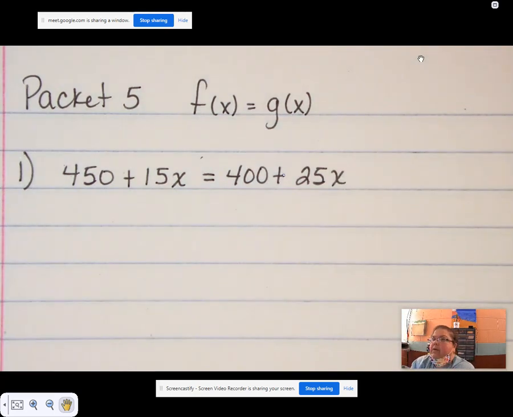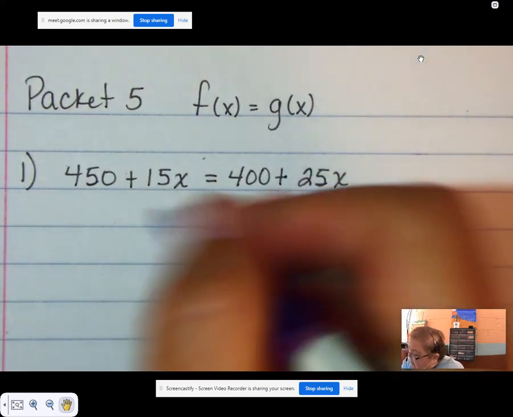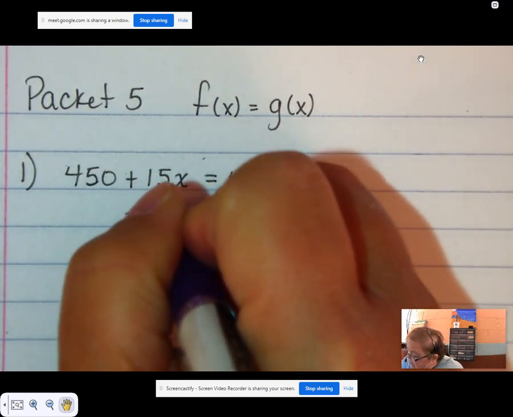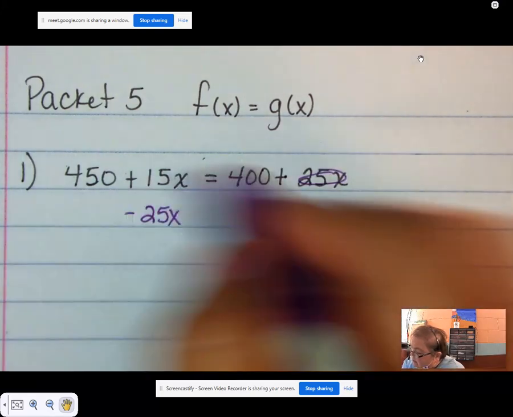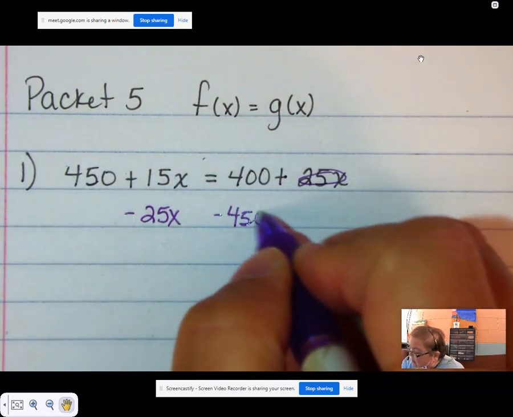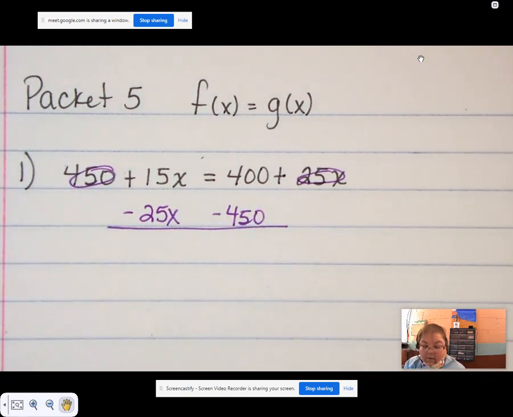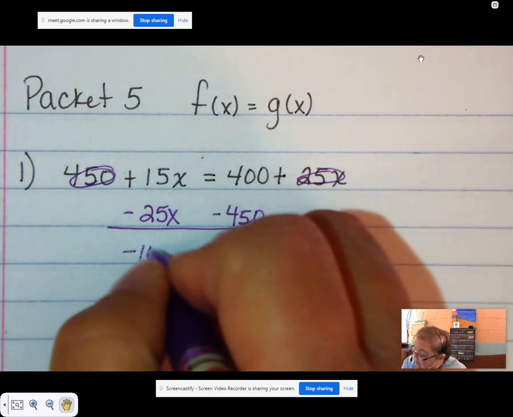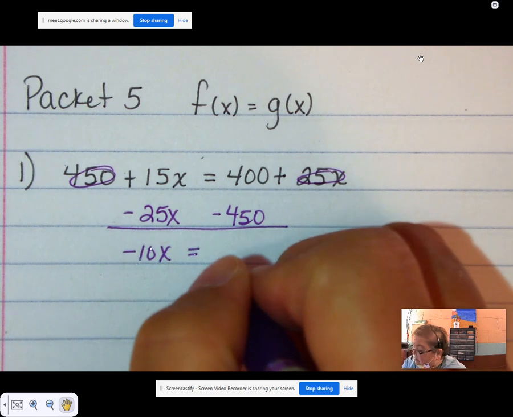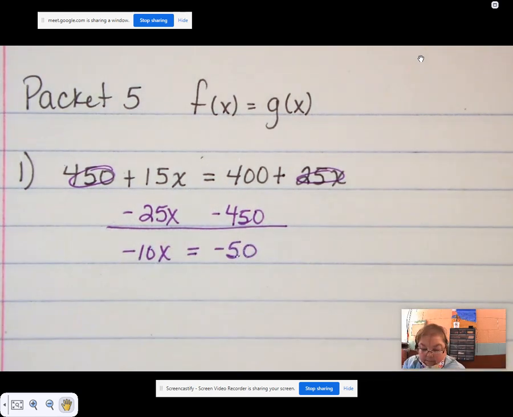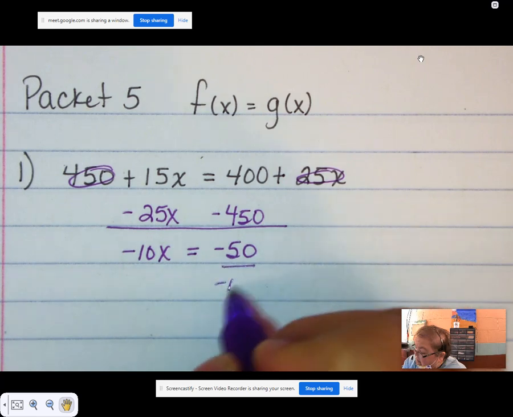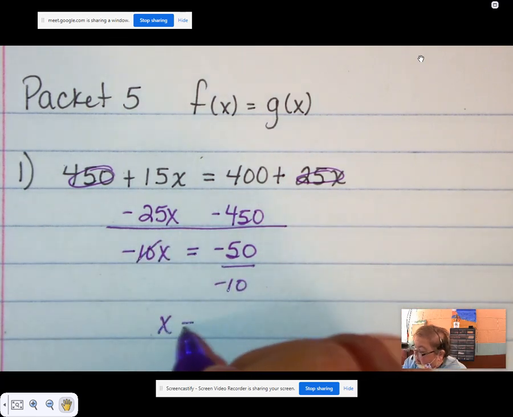Okay? So I would simplify, combine, get x alone to solve. So here we go. I would subtract 25x here to make that a 0. I would subtract 450 here and make that 0. And I would do that in one fell swoop. Negative 10x equals negative 50, divided by negative 10. X equals 5.